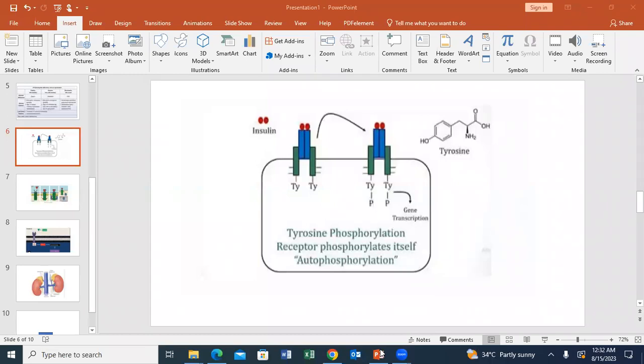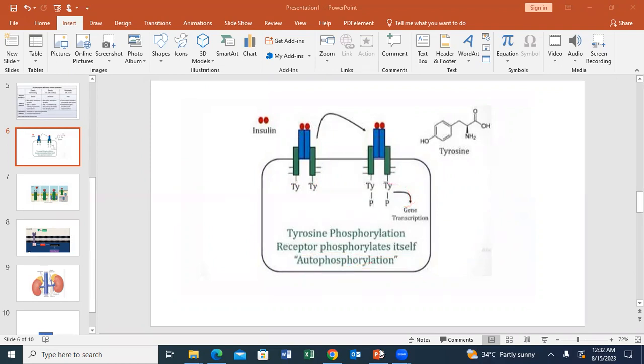What happens is that insulin binds on the hormone. The insulin receptor has four subunits, two alpha subunits and two beta subunits. Although I've discussed the details already when we studied insulin, I'm just revising them. And this receptor has tyrosine, right? So when there is attachment of insulin, this tyrosine is phosphorylated, which is called autophosphorylation. And this autophosphorylation then produces effects inside the cell, because it leads to regulation of gene transcription.